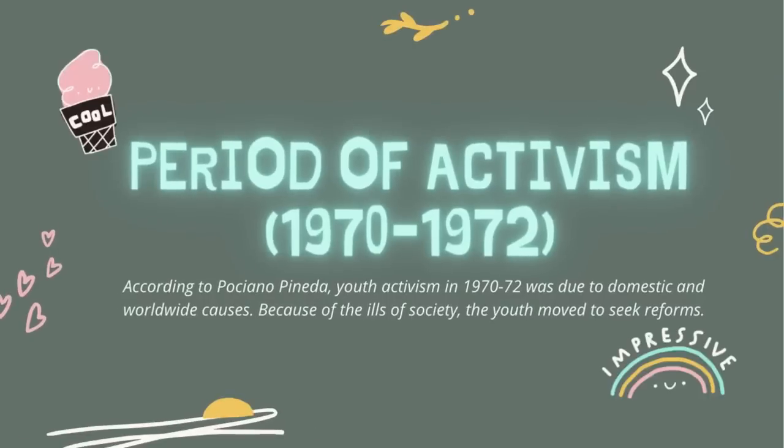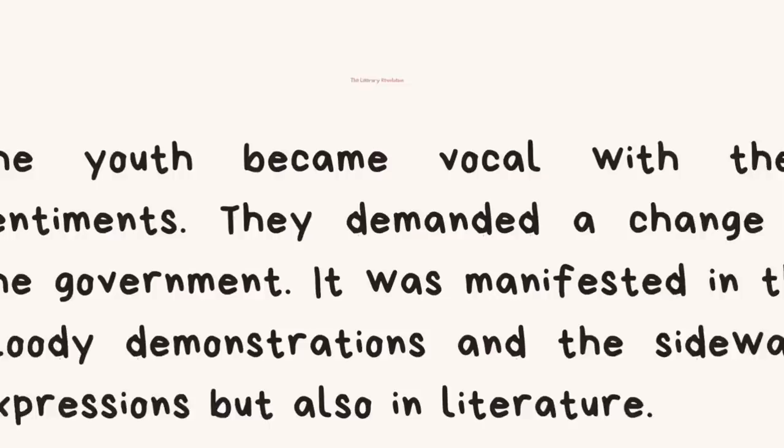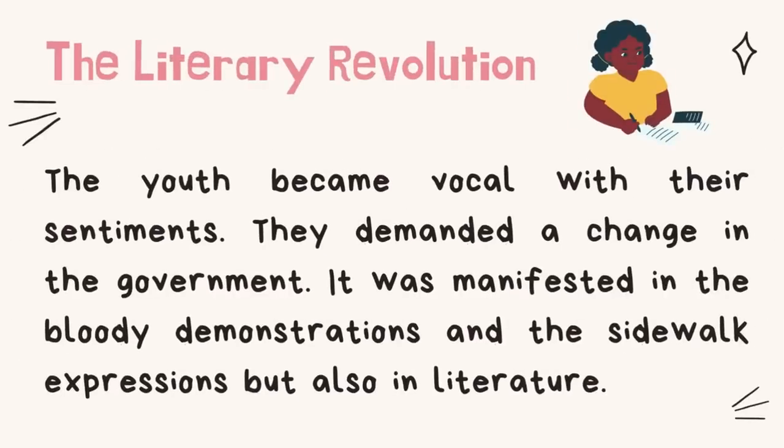Let's proceed to the period of activism, year 1970 to 1972. According to Posciano Pineda, youth activism in 1970 to 1972 was due to domestic and worldwide causes. Because of the ills of society, the youth moved to seek reforms. This became the literary revolution. The youth became vocal with their sentiments. They demanded a change in the government.